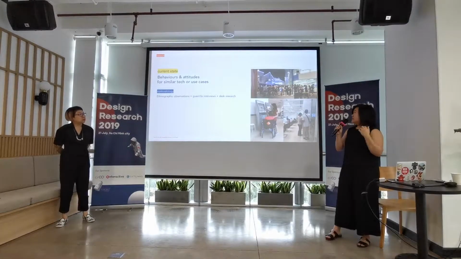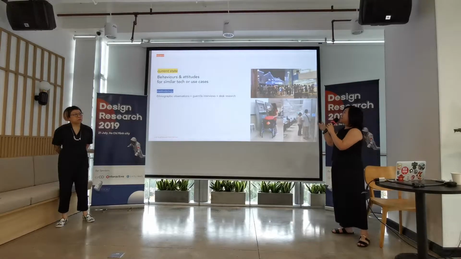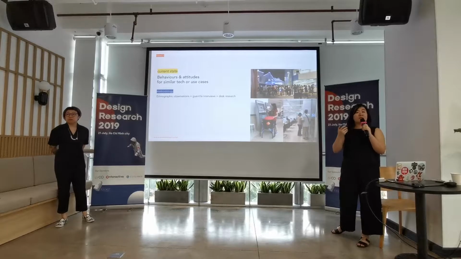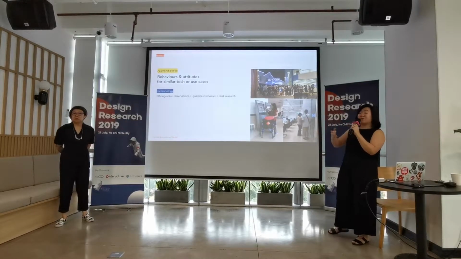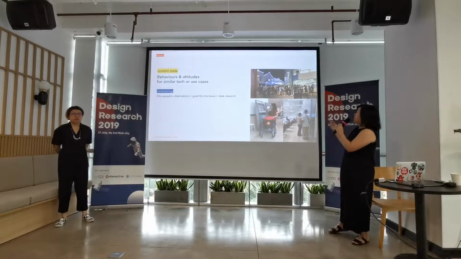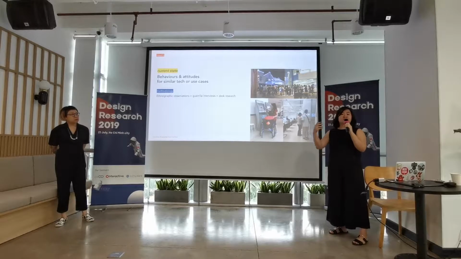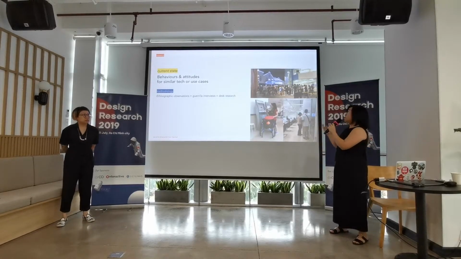So in current state research, what we want to understand is looking at what are the behaviors and attitudes for similar technology or similar use cases that we can learn from. So we do different things. One of the things we do is ethnographic observations. So we go out to different places, not just myself, but researchers, designers, we go together and we look at what people actually do in the real world.